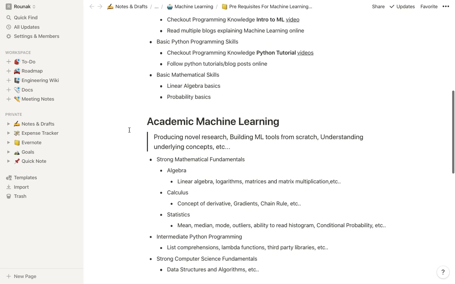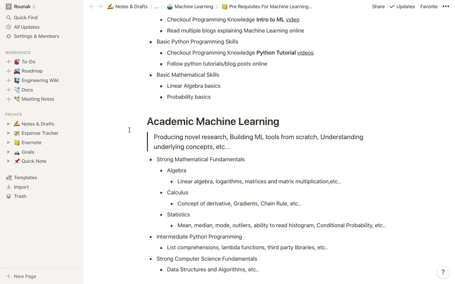Next is intermediate Python programming. Since we'll be writing some tools from scratch and also writing the code for the new types of algorithms which we read or try to implement, we should have some intermediate Python programming skills and use some complicated structures which can help us write better code. For this, we can learn list comprehensions, lambda functions, and also learn some third-party libraries which make our jobs easier.